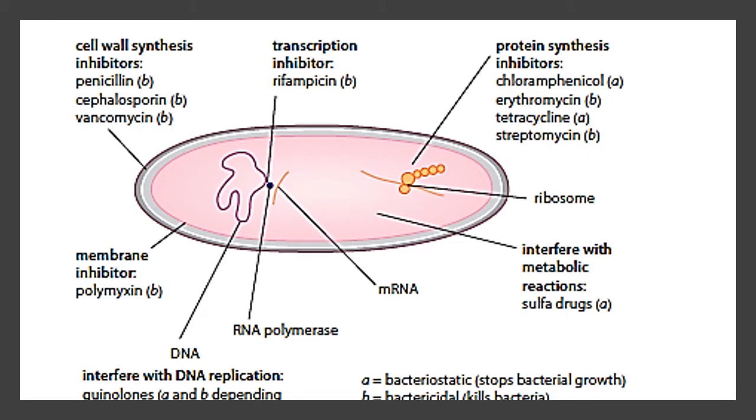So just again to show you some of the places where antibiotics would act, I'm just going to use a red pen to highlight. For cell wall synthesis inhibitors, the antibiotics that are typically used are penicillin, cephalosporin, and vancomycin. To inhibit transcription, which is what allows for protein synthesis, rifampicin is quite common. Protein synthesis inhibitors include chloramphenicol, erythromycin, tetracycline, and streptomycin.